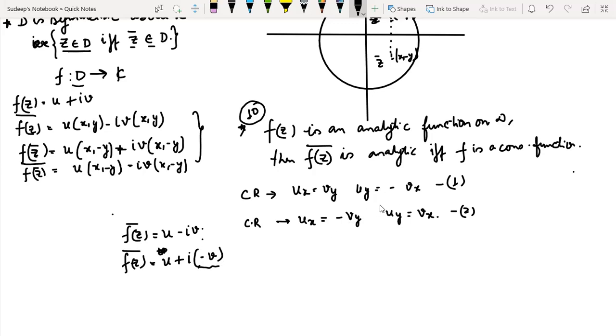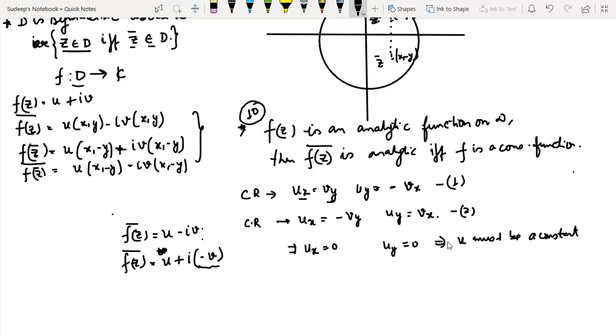So now by this, I think Vx. Okay, now using equation number 1 and equation number 2, what do I get? I know that Vy is equal to minus Ux. So it implies that Ux must be equal to what? 0. And I know that Vx is equal to minus Uy. So it implies that Uy is equal to 0. It implies what? U must be a constant function.